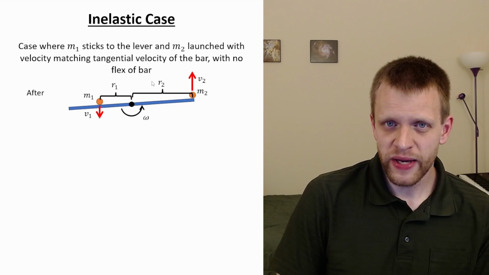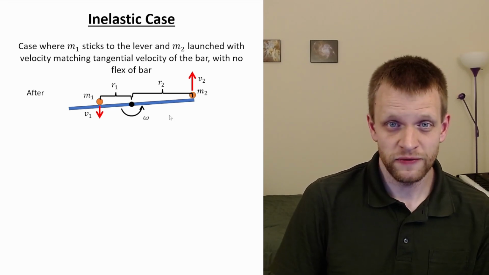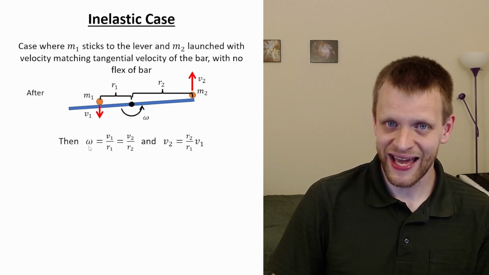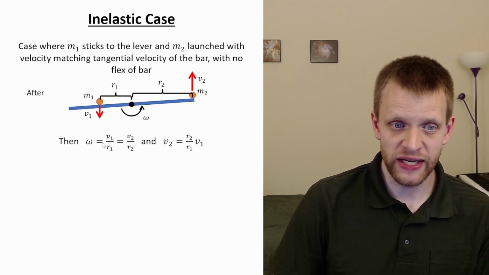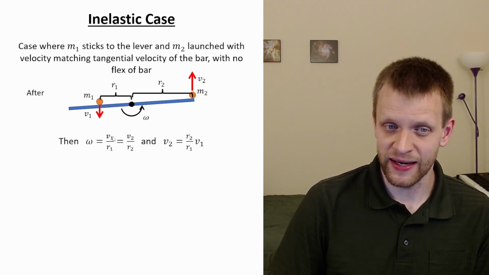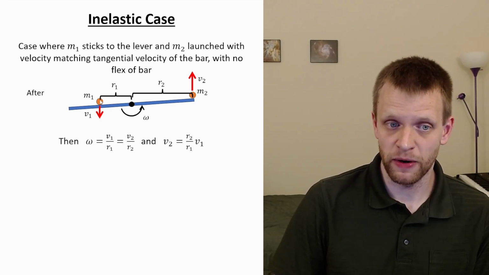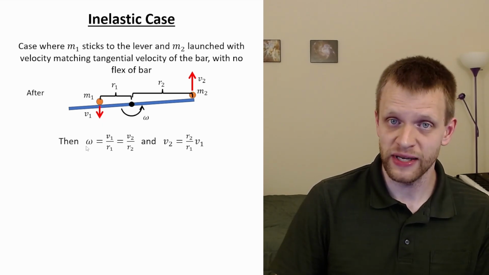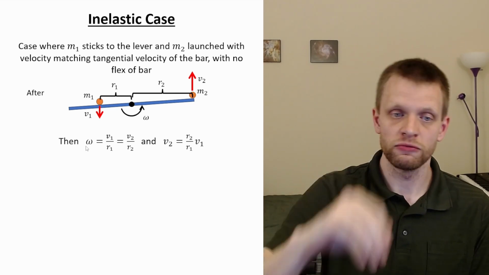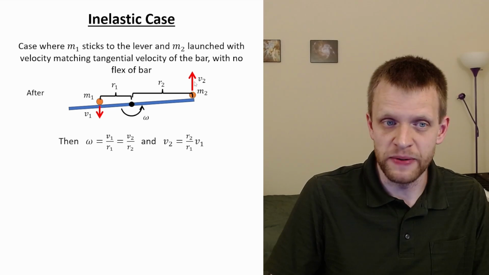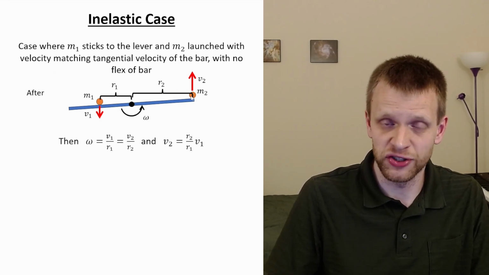So if we have these assumptions, we've got some additional conditions. If M1 sticks to the bar, then the angular velocity should be related to the velocity that this object has after the collision and how far it is from the rotation axis. Because this object is sticking to the bar, its linear velocity and how far it is from the fulcrum point is going to be related to how quickly that bar is rotating. Same for V2, if V2 is being launched with a velocity matching the tangential velocity of the bar.